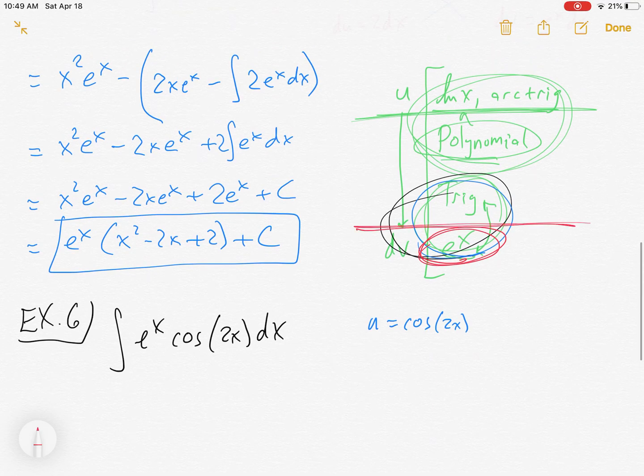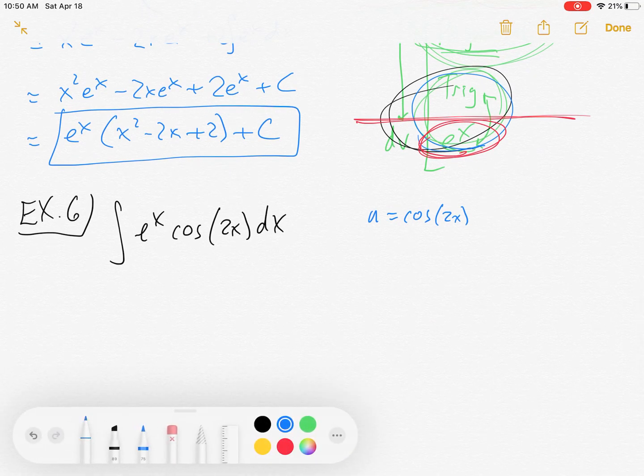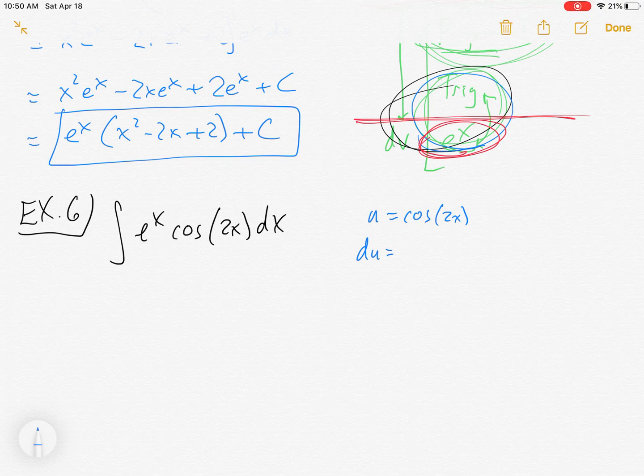And you might just note to yourself, in the problems that we're going to do, if you have an exponential, it's always dv. So exponential is always dv. And logs and arc trigs are always u. Okay, with that in mind, du is going to be negative 2 sine 2x dx. And my dv will just be e to the x dx, so v is e to the x.